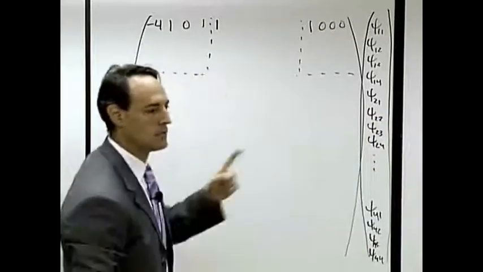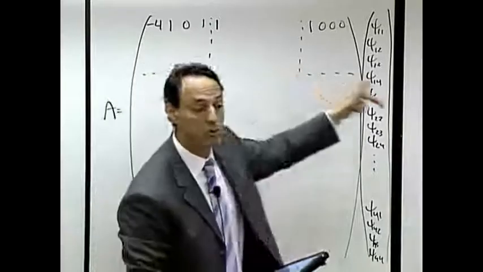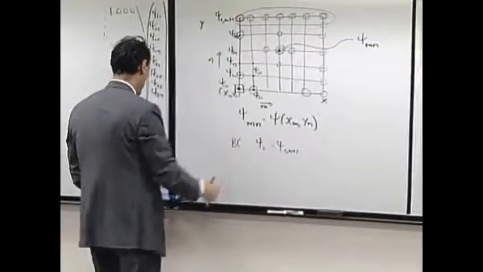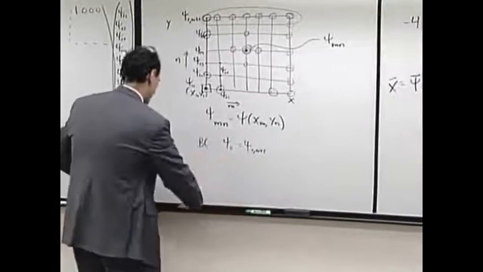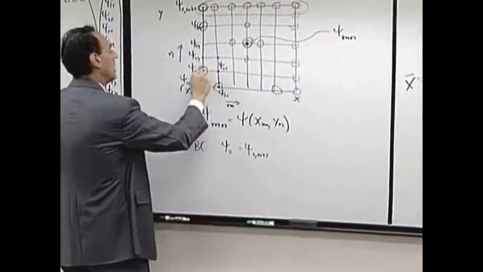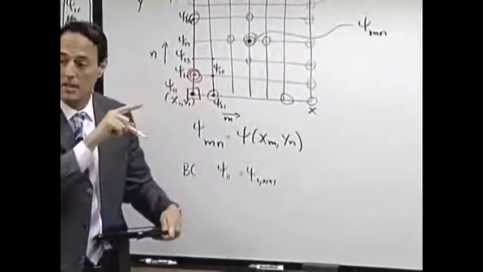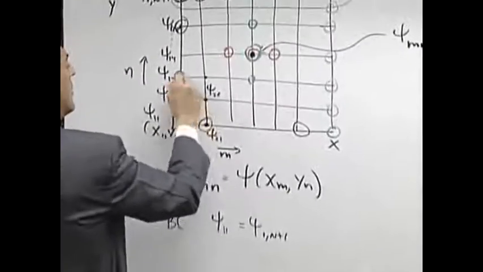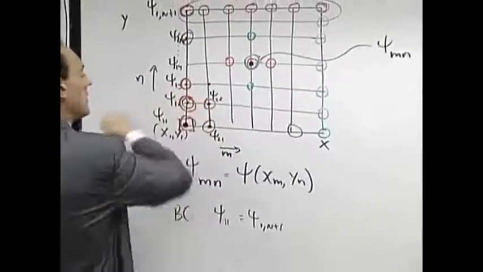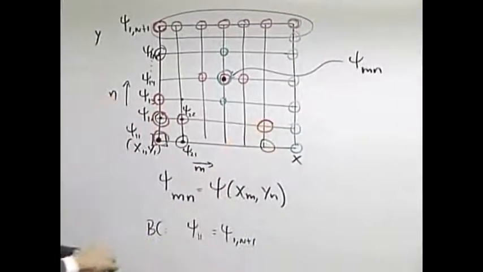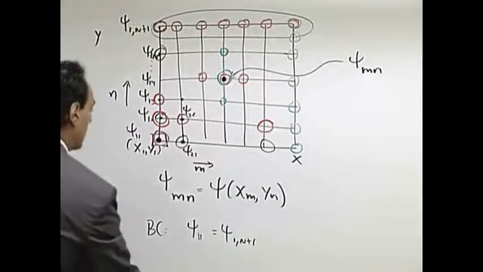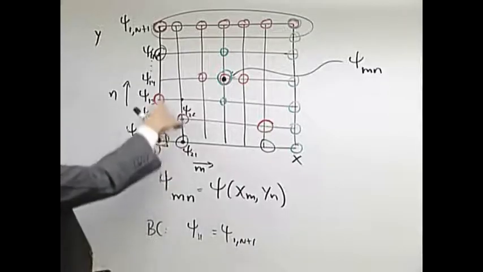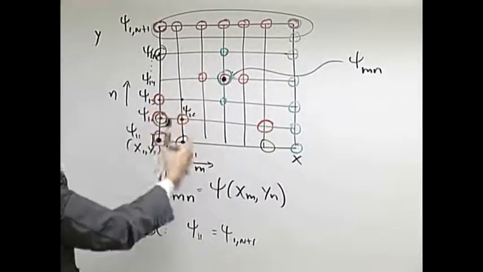Okay? Second equation. Now we're going to solve for psi 1, 2. Psi 1, 2 is now here. Let me do this in red. Minus 4 of itself. Who are the neighbors? 1, 2, 3, and this one over there. Okay? So you have all your neighbors. So your neighbor down here, psi 1, 1. Your neighbor up here, psi 1, 3. And you're at psi 1, 2.